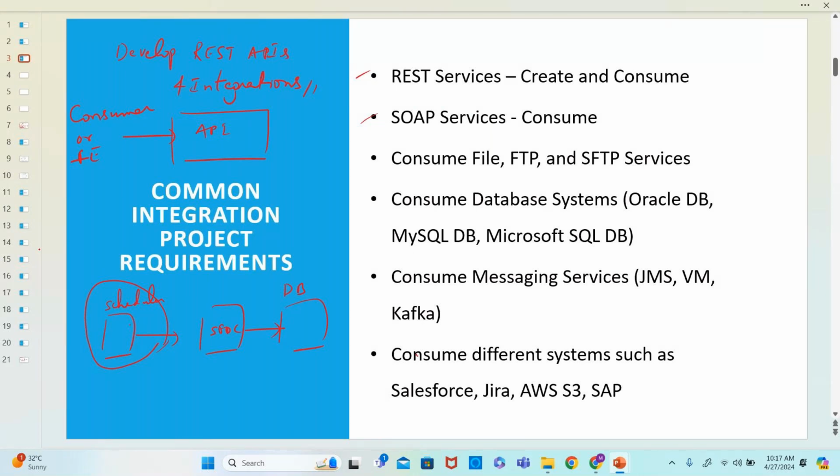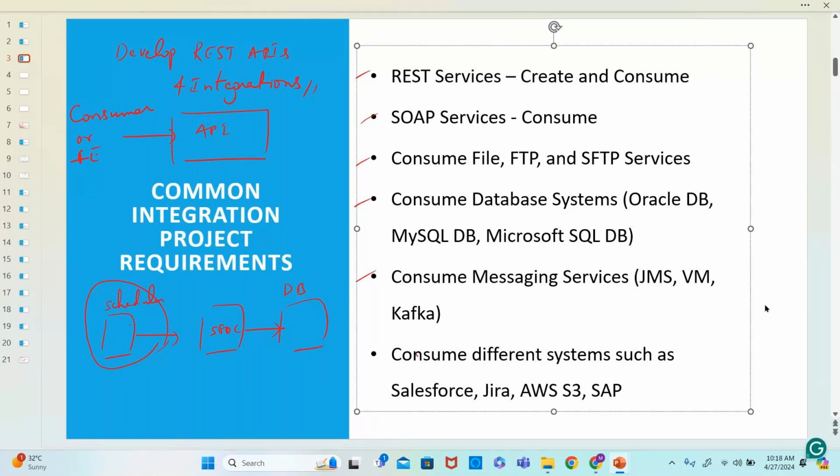Okay, and then database systems, and then messaging services, consuming messaging services like JMS, Kafka, or VM exactly. Okay, and then I can include AnyPoint MQ also here: ActiveMQ, AnyPoint MQ, VM or Kafka. Okay, consuming messaging services, and then consume different systems such as Salesforce, Jira, AWS S3, SAP.